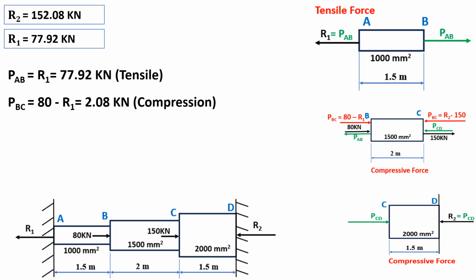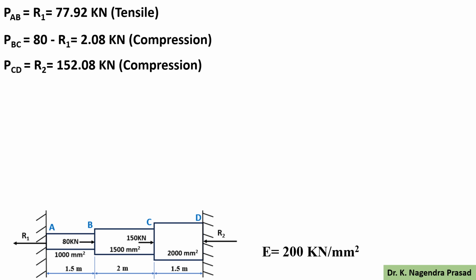The nature of the forces is tensile. And next, PBC equal to 80 minus R1, that is 2.08 kilonewton, and the nature of the forces is compression. Next, PCD equal to R2, which is 152.08 kilonewton. The nature of the forces is compression. Next we determine the displacement of the portions AB, BC and CD, that is delta AB, delta BC and delta CD.